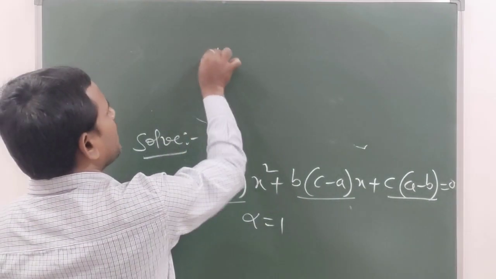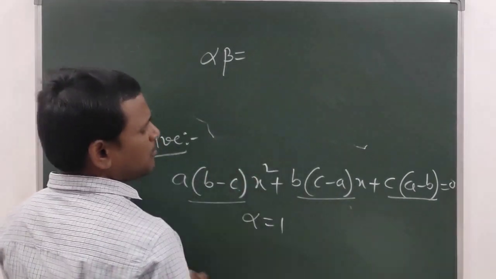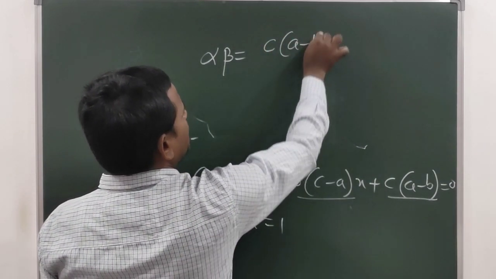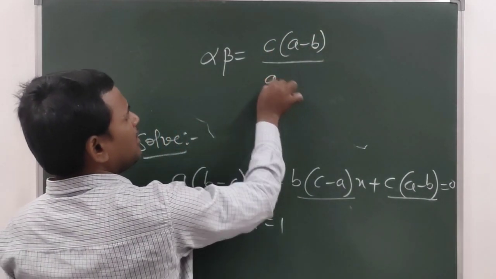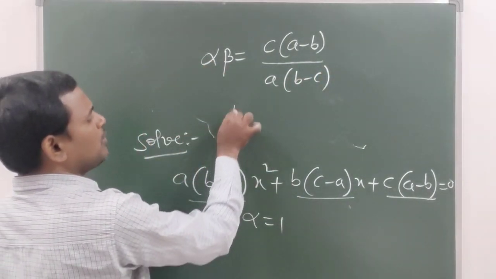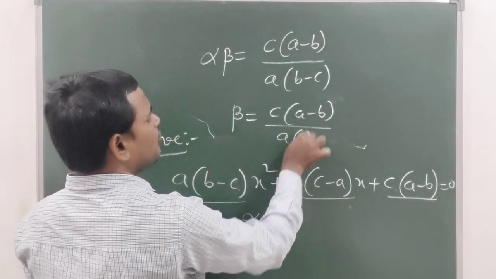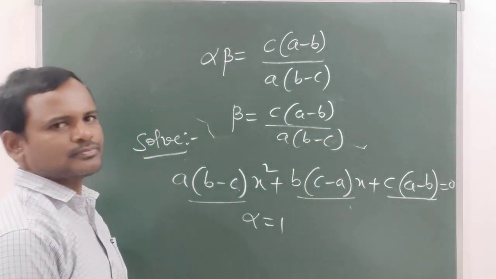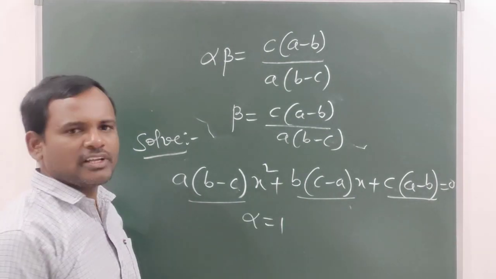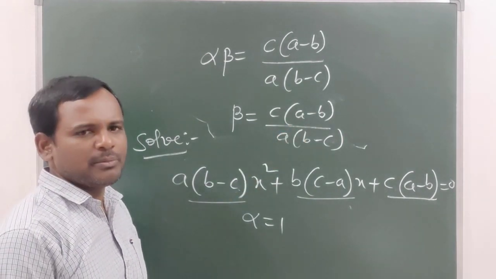So for that you take the product of the roots relation, C by A. Here in the place of the constant, what is given? C of a minus b. And in the place of a, a into b minus c. Now put alpha equal to 1. When you write alpha equal to 1, your other root will be c into a minus b by a of b minus c. Okay? So what are the roots of this quadratic equation? 1 and c of a minus b by a of b minus c.